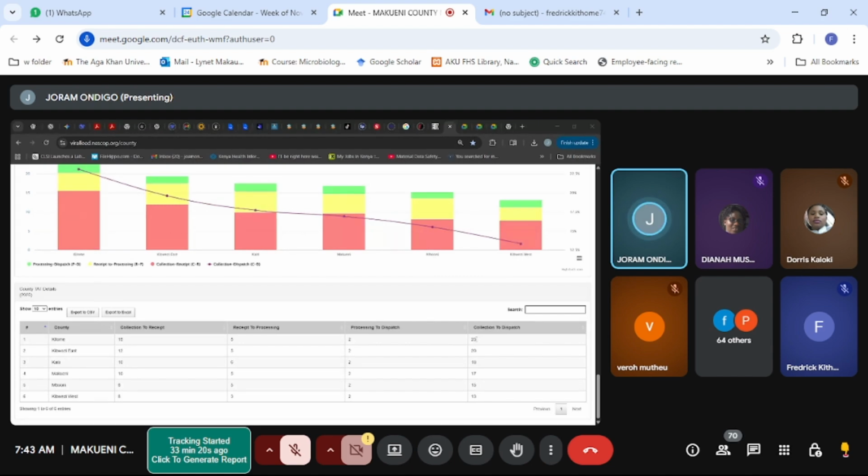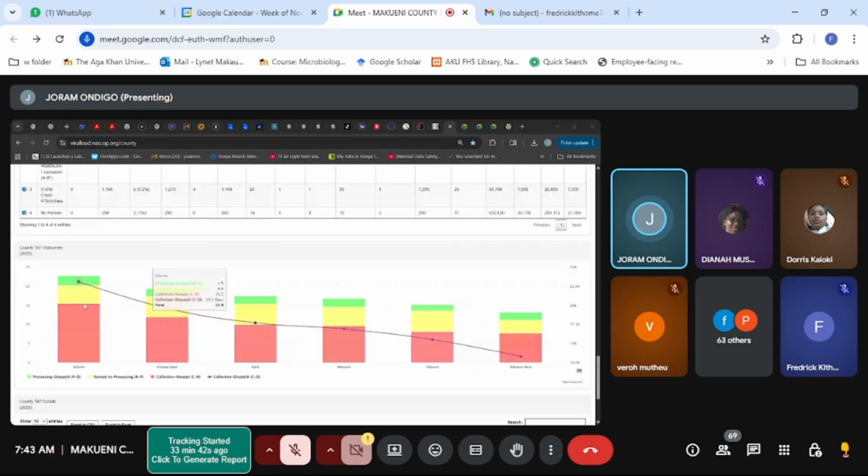You come to Kibwezi East, of course, 12 days from collection to receipt. Add receipt processing, that is another 5 days, that is 17, 18, 19. So this is supposed to be 19 days. So there's an addition of 1 day. I don't know why. But when you go to Kaiti, around 18 days. You go to Makueni, around 17, 15, 13. That is the whole year.